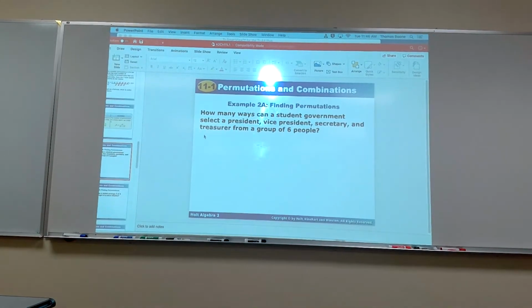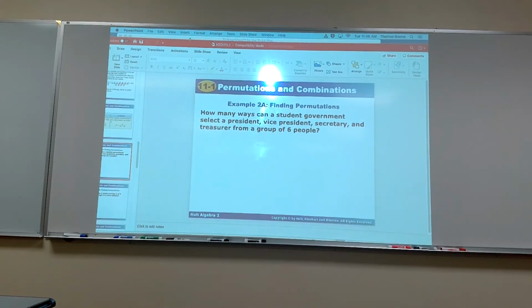All right, so here we go. How many ways can a student government select president, vice president, secretary, and a treasurer from a group of 6? Once again, the order matters, because it matters whether you're a president or a vice president or a secretary. So we have 6 that we're going to pick from, and we're picking 4. So this is what we say a permutation of 6, pick 4.